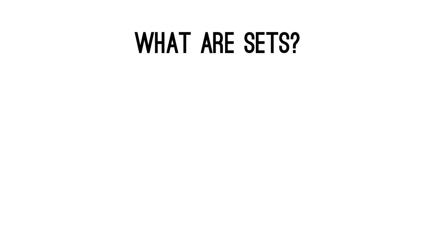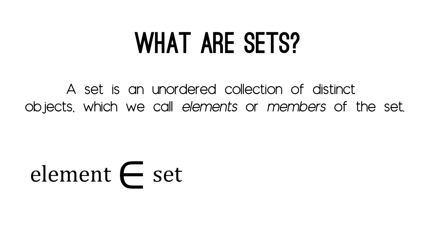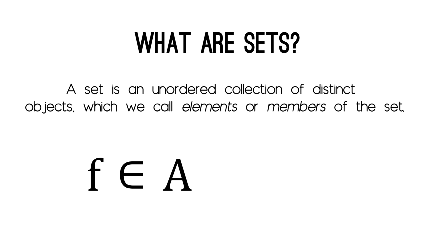So, what are sets? By definition, a set is an unordered collection of distinct objects, which we call elements or members of the set. A set contains its elements, so we use this symbol to denote that whatever is written before it is an element of the set written after it. So, F is an element of the set A. Using this symbol denotes that F is not part of the set A.